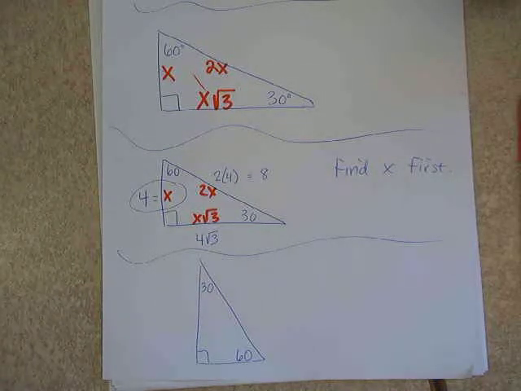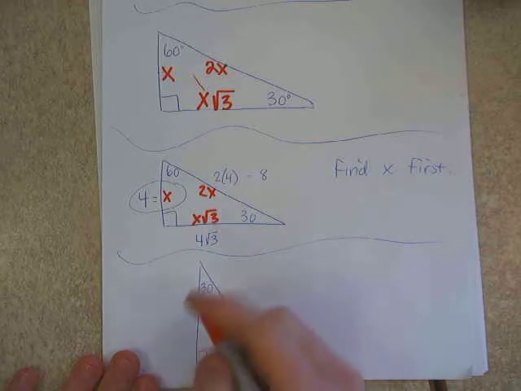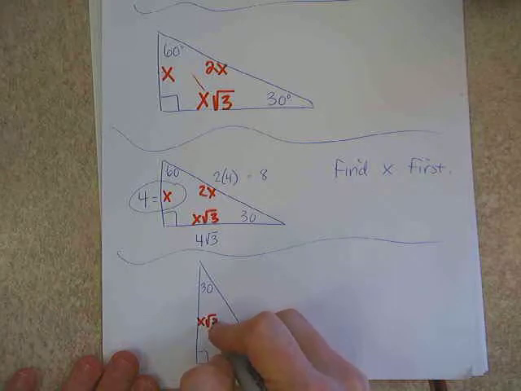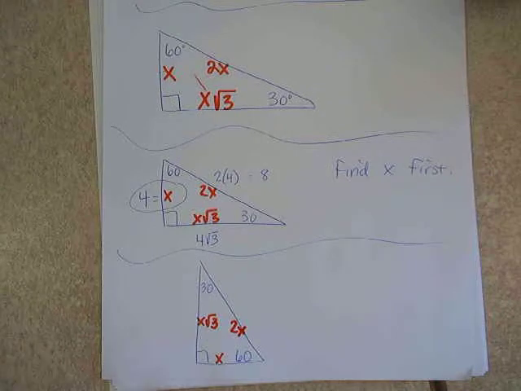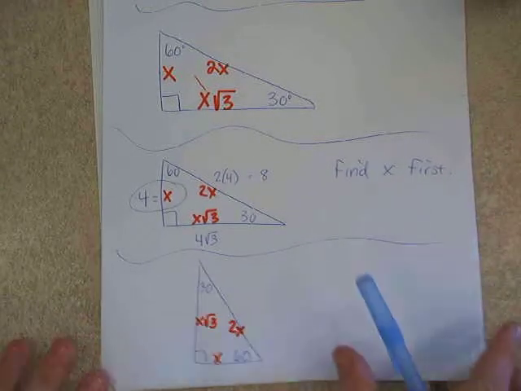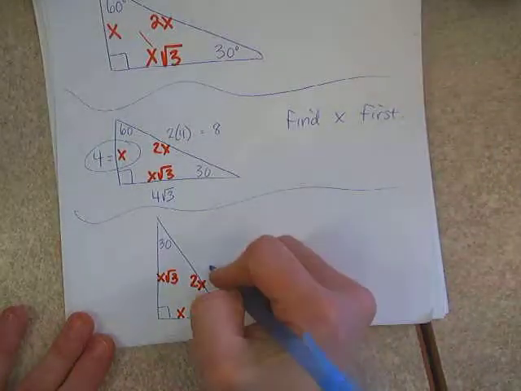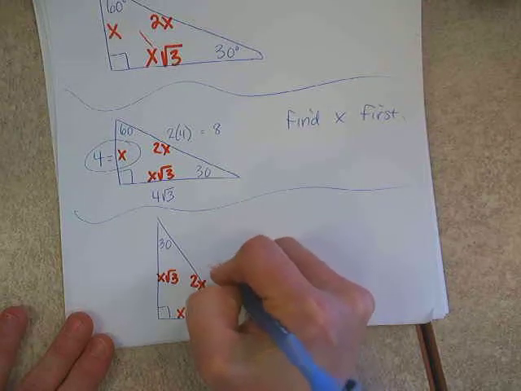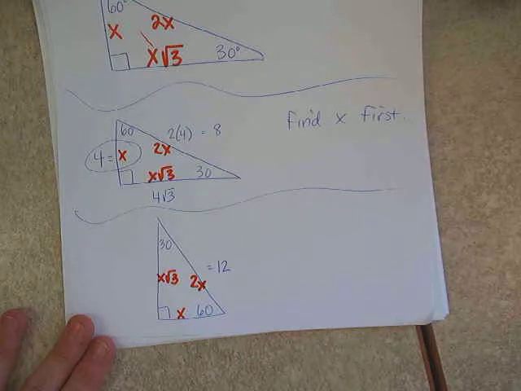Okay, so we're going to switch things around a little bit, so you have to put your ratios in different places. Always start with the 30. Across from 30 is x. Across from 60 is x radical 3. And the hypotenuse is 2x. Okay, so this time the side that I'm going to give you is the hypotenuse. So we're going to say that this is 12.